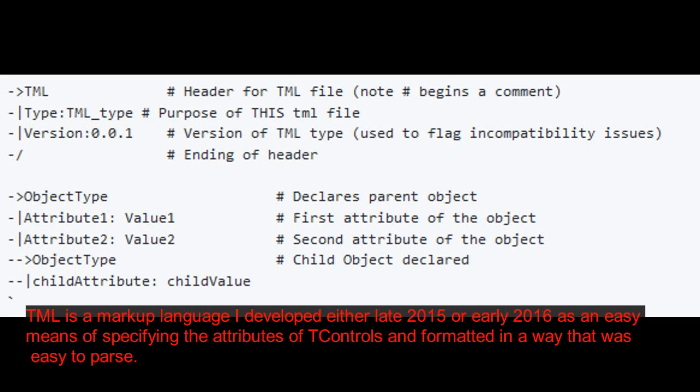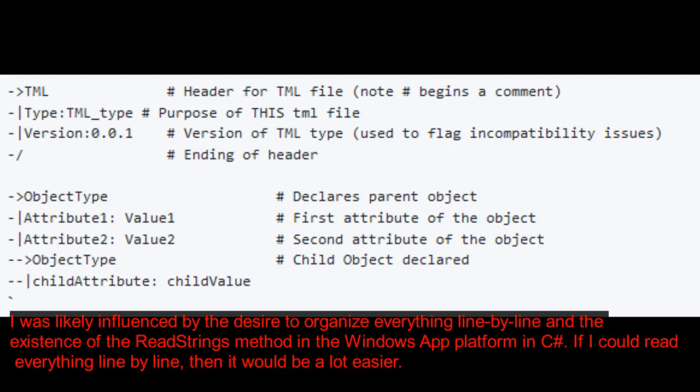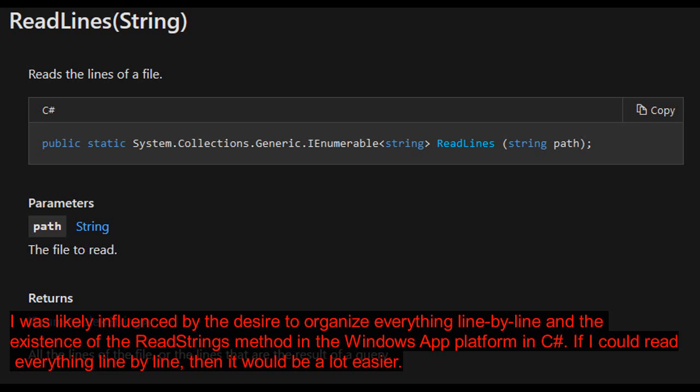TML is a markup language I developed either late 2015 or early 2016 as an easy means of specifying the attributes of T controls, and formatted in a way that was easy to parse. I was likely influenced by the desire to organize everything line by line, and the existence of the read strings method in the Windows app platform in C#. If I could read everything line by line, then it would be a lot easier.